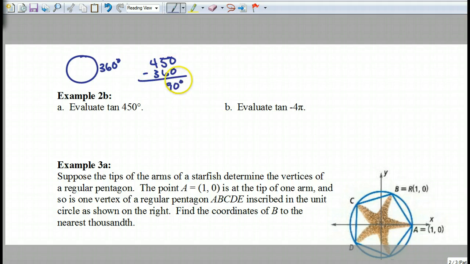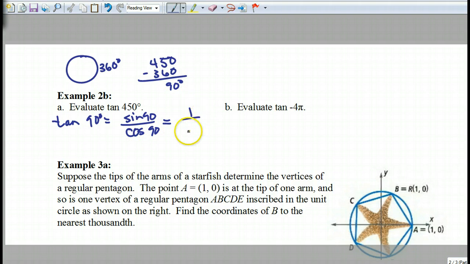And that's 90 degrees. So tangent at 90 degrees is the same thing as saying sine 90 over cosine 90. And we just did that. We already know that sine is 1 there and cosine is 0, so this is undefined.